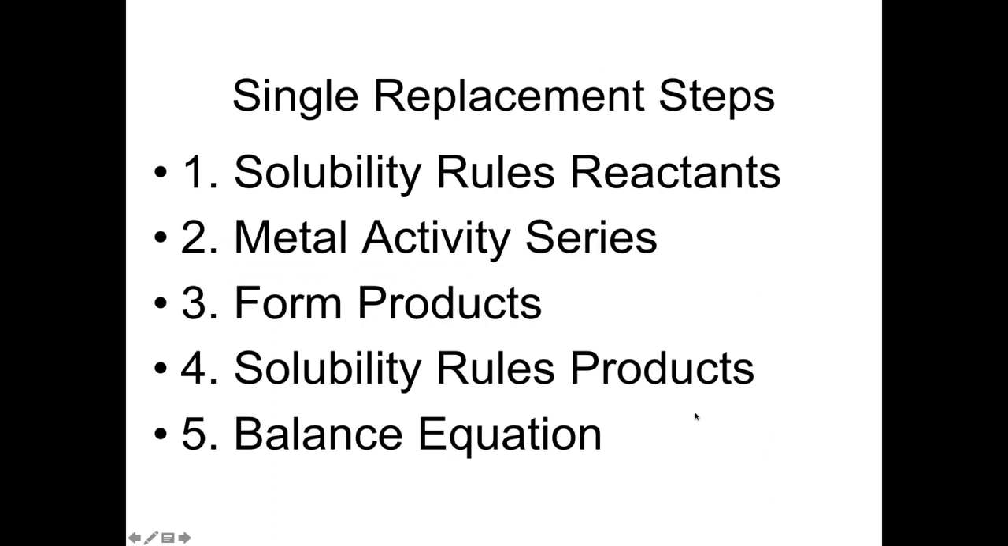Now there's a protocol for doing single replacement reactions, and I want to go through this. We'll go through this together in class. Basically, the single replacement reaction steps are: you have solubility rules, which you want to look at for the reactants; you want to look at the metal activity series, formulate your products, do the solubility rules for the products, and then balance the equation. If you follow these 5 steps in this order, you will never make mistakes as far as doing single replacement reactions.